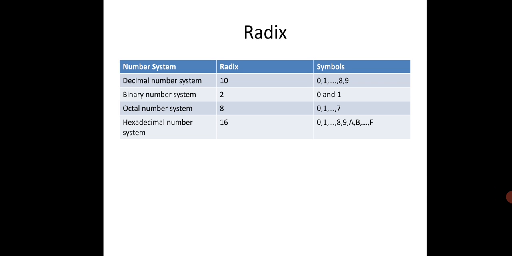You can see in this table the radix of each number system. For decimal, we denote radix as 10, that is from symbols 0 to 9. For binary number system, the radix is 2, that is 0 and 1 we use. And the third is the octal number system, that is 8, that is 0 to 7. Hexadecimal number system: hexadecimal means 16, that is 0 to F. So 10, 2, 8, 16 are the radix of these 4 number systems.